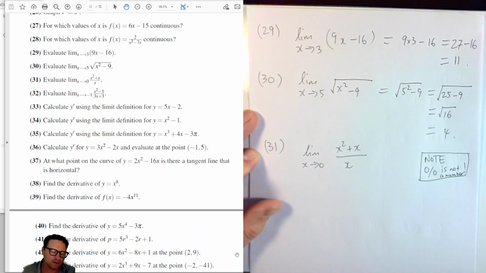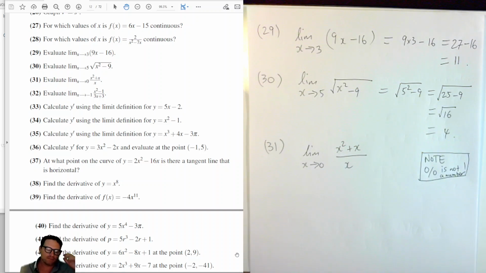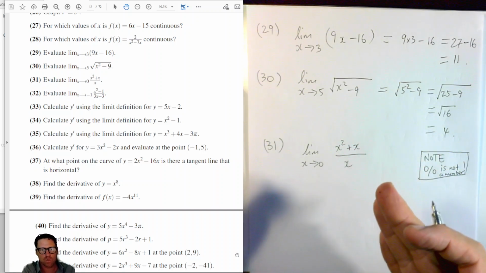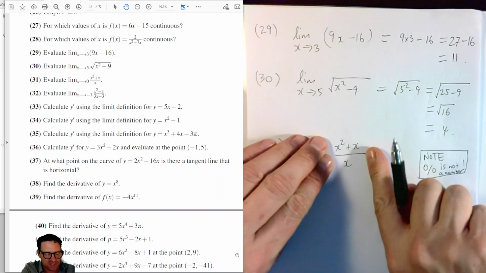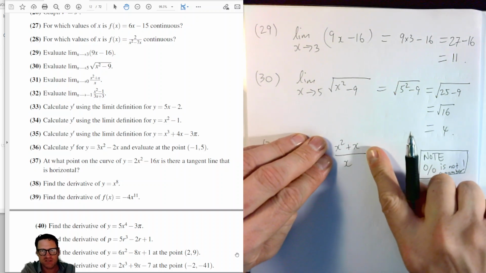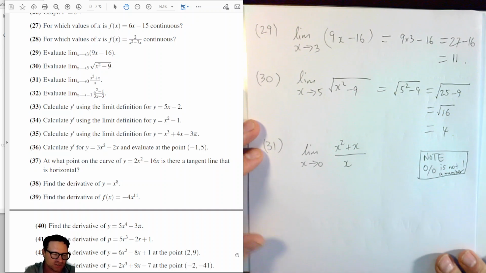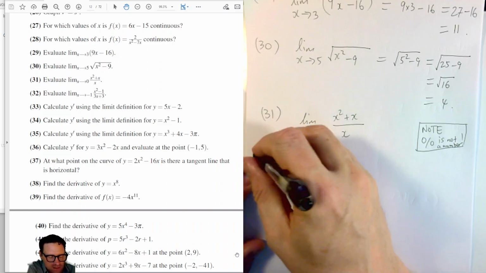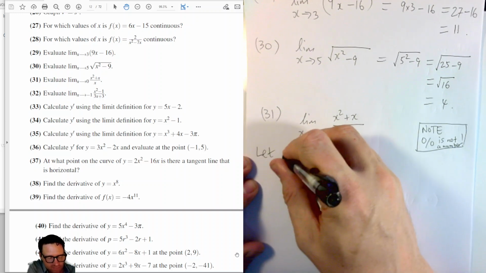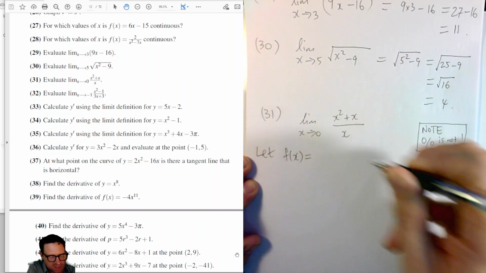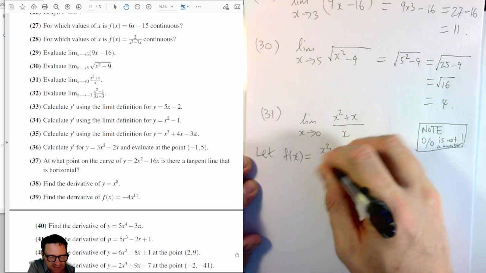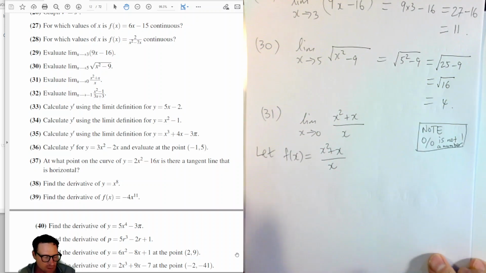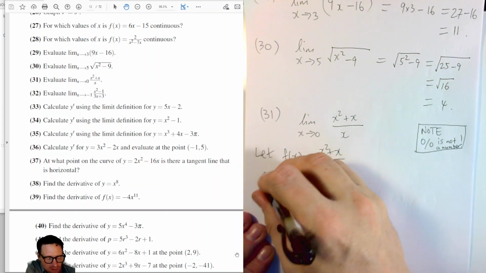Exclamation mark. Okay, so don't just sub it in there. What this asks you is, what is the value of this function right here, very close to 0? To answer this question, let's consider the intuition on the problem. Let f of x be equal to (x squared plus x) over x. Now what would happen if I substituted in to this function, say 0.01?